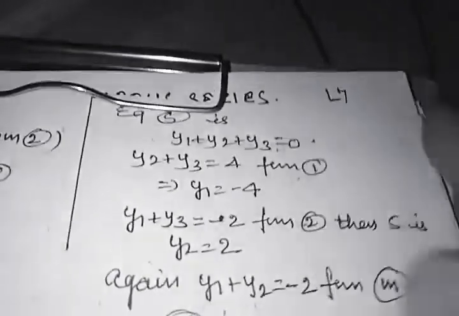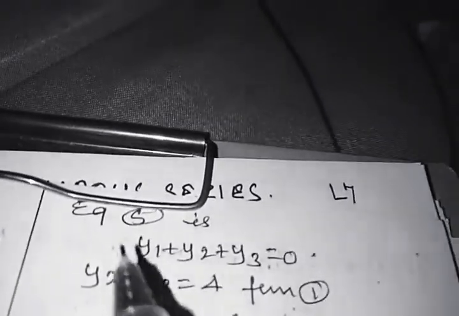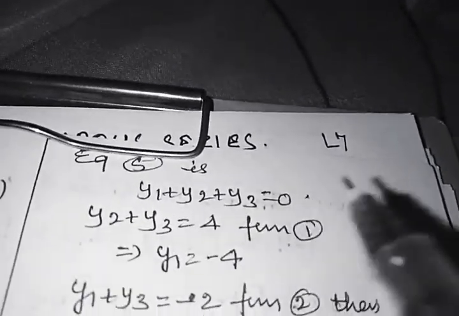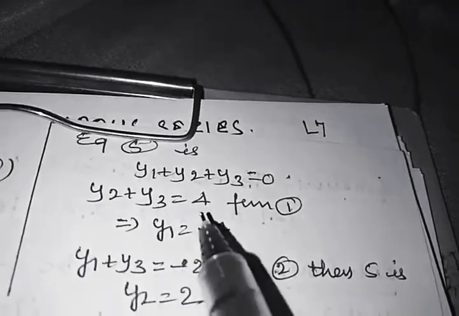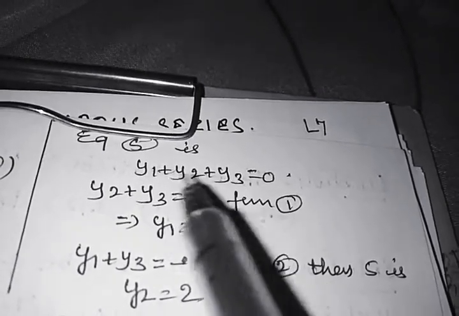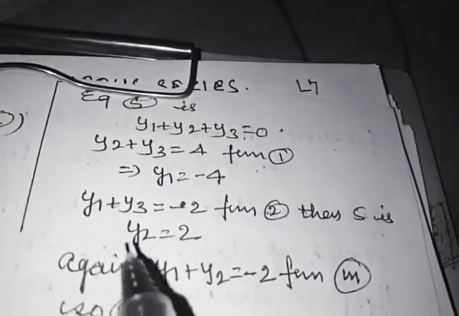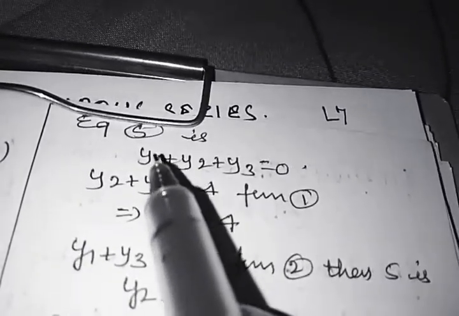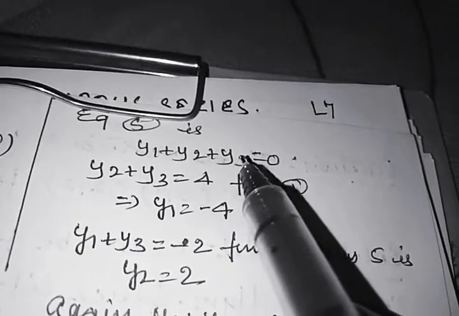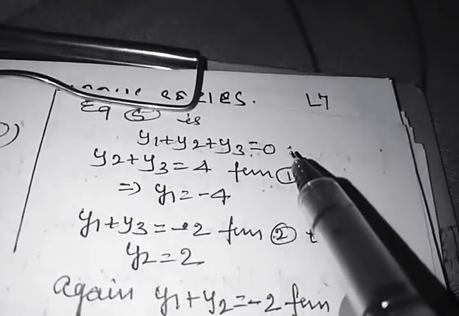Similar treatment we have to give here to y. Okay, equation 5 was this. So y2 plus y3 is equal to 4. So y1 will be minus 4. Then again from here, y1 plus y3 is equal to minus 2. So y2 will be equal to 2 here.